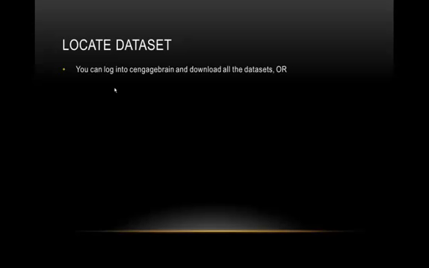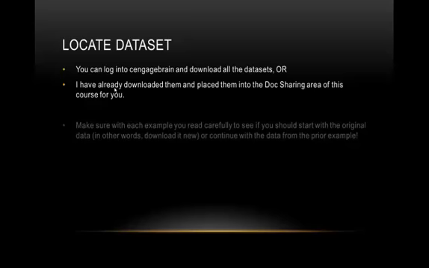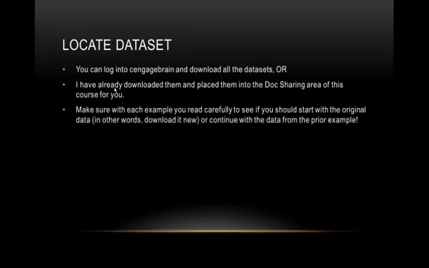You can either log into the Cengage Brain website and download the student companion materials from there, or I've already downloaded this data set and placed it into the document sharing area of the course for you. As you go through the various chapters and exercises, whenever you need this data set, you'll want to make sure that you carefully read the instructions for the exercise in order to determine if you should start with the original data set or if you should continue with the modified data set that you may have created from an earlier example.